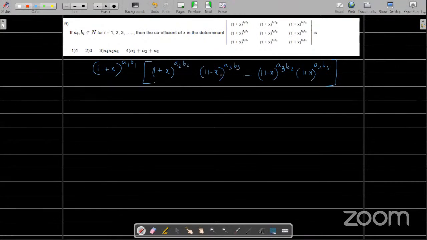So can we simplify this? The a2 b2 plus a3 b3, a3 b2 plus a2 b3. So everything is a sum, and then you can take a, b equal to 1, 2, 3, coefficient of x. Okay.